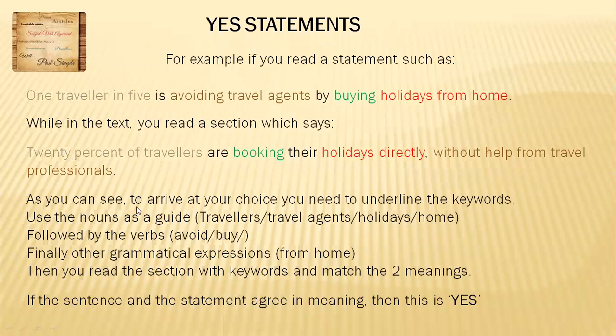So here's some notes underneath. As you can see, to arrive at your choice, you need to underline the keywords, which I've done. Use the nouns as a guide. Travellers, travel agents, holidays, homes. Okay, so travellers, travel agents, travel professionals, holidays and home, they're nouns. Follow the verbs: avoid, buy, avoiding, buying, and also booking. Finally, other grammatical expressions, from home.